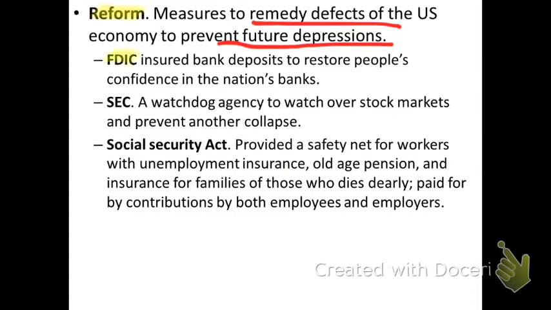So what we have here, we have the FDIC. This ensured bank deposits to restore people's confidence in the banks. Again, if your money is guaranteed up to, I think it was $60,000 to begin with, you would have no problems putting your money in the bank, because you know if the bank closed, you would get your money back because the government guaranteed it. The SEC, Securities and Exchange Commission, was a watchdog agency that would watch over the stock markets and make sure that another collapse, like the one we just saw in October of 29, would not repeat itself. Finally, the Social Security Act provided a safety net for workers with unemployment insurance, old age pension, and insurance for families of those who died early.